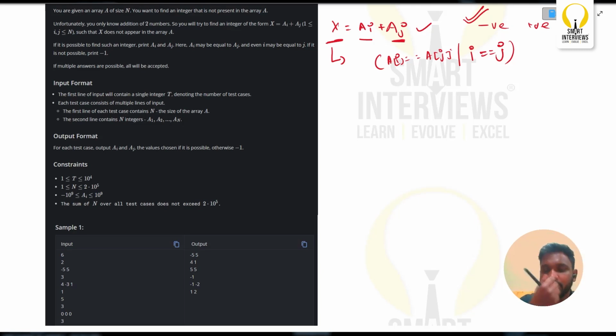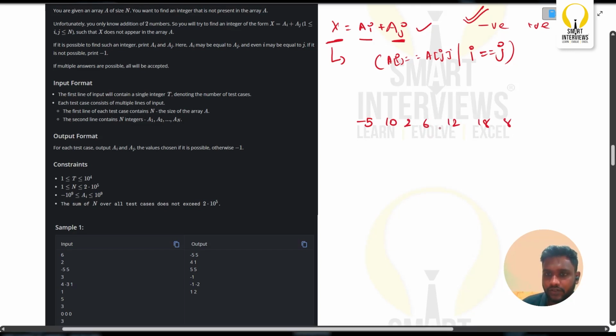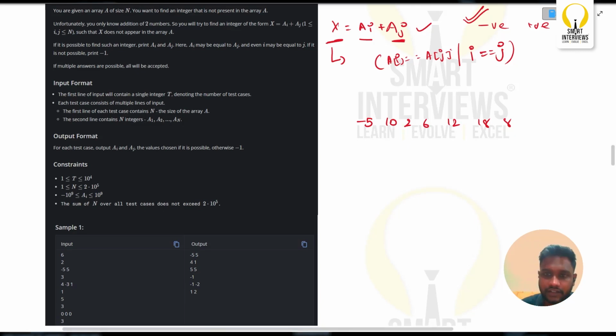So if you look, the question is asking us to give a number which is not there in the array. Let's take any possible array: -5, 10, 2, 6, 12, 18, and 8. How can I get 12? I can get 12 if I add 6 two times. How can I get 18? 10 and 8 I can add and get 18. How can I get 8? 6 and 2 I can add.